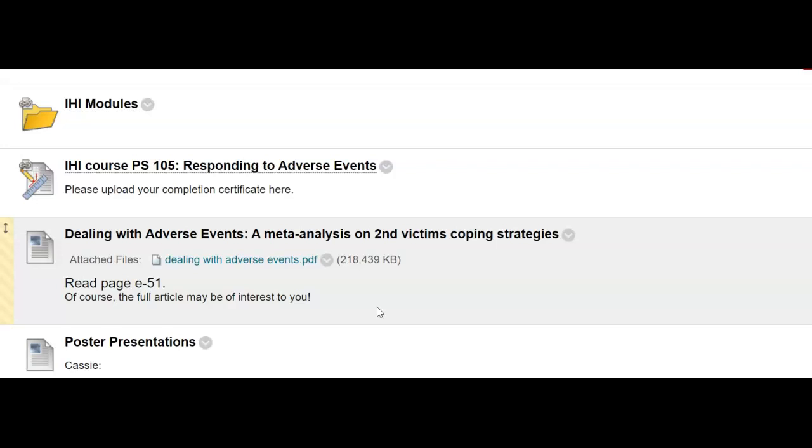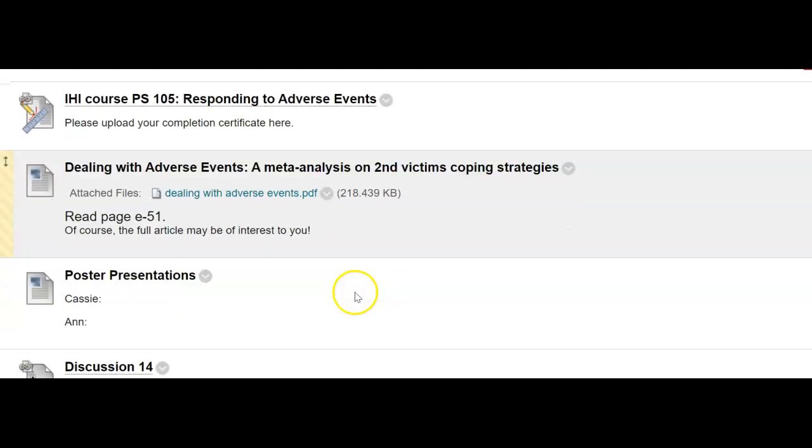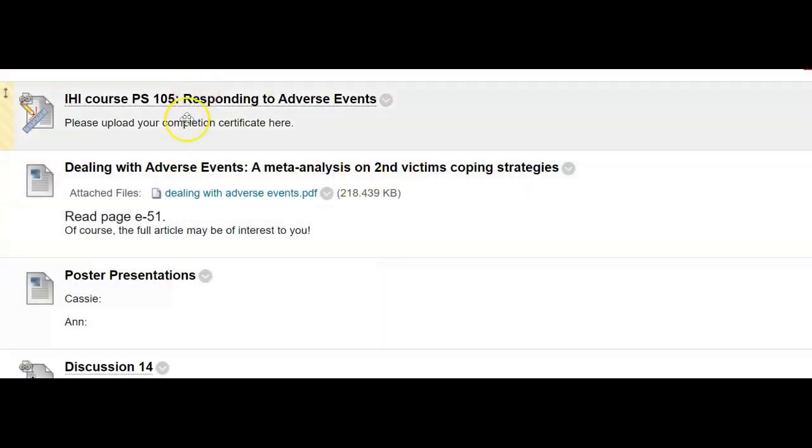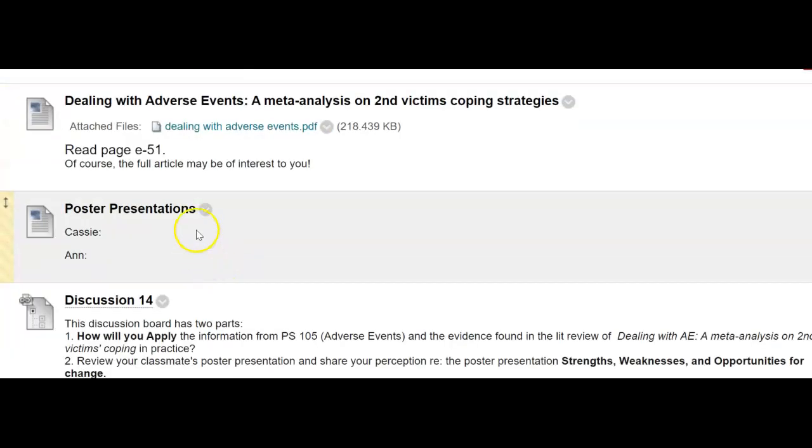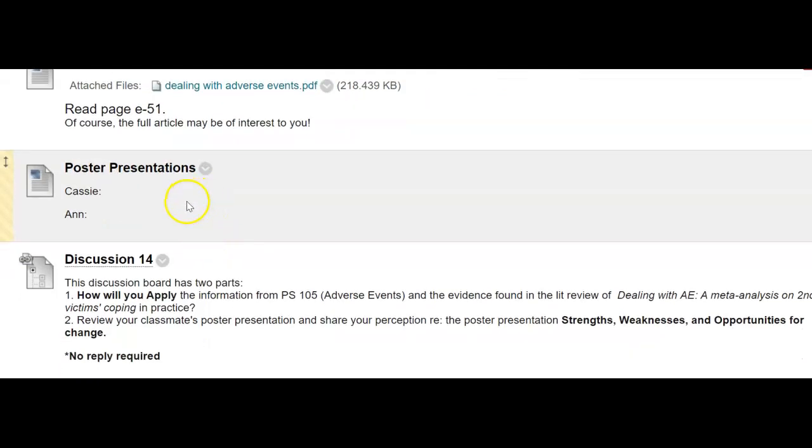So again, questions on that, page 73. So you're going to be looking at information on adverse events, both a study, a meta-analysis, and the IHI course. You're going to be reviewing your classmates' presentations. You haven't finished them yet, so I'm waiting eagerly, anticipating them, looking forward to putting them up.